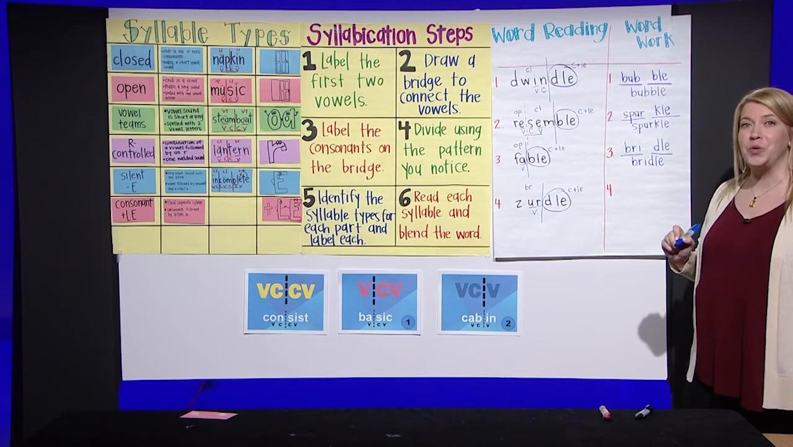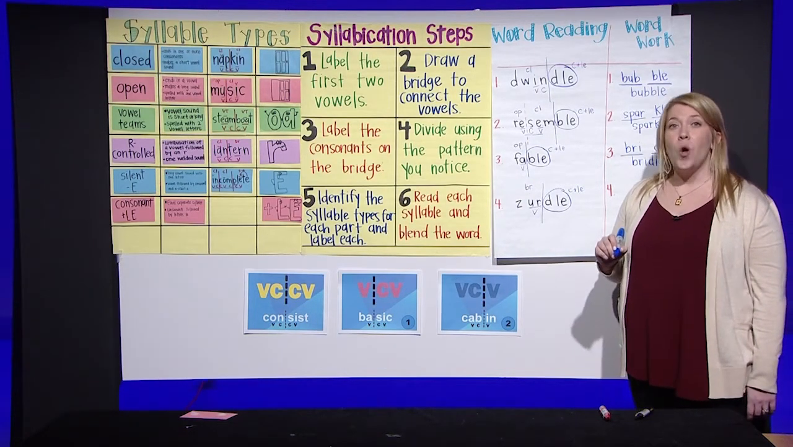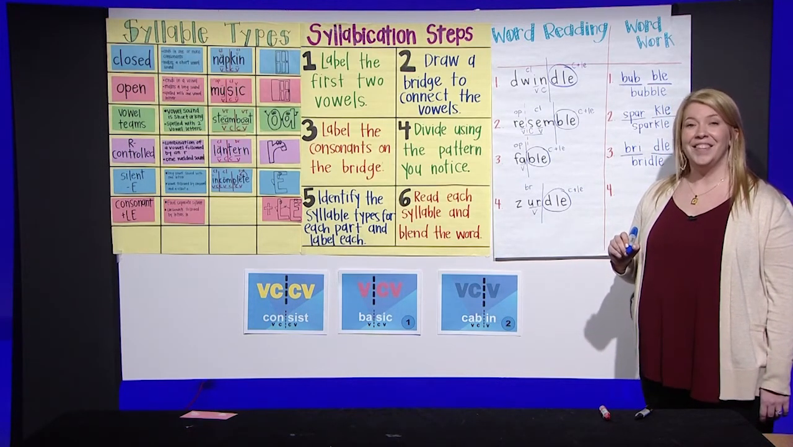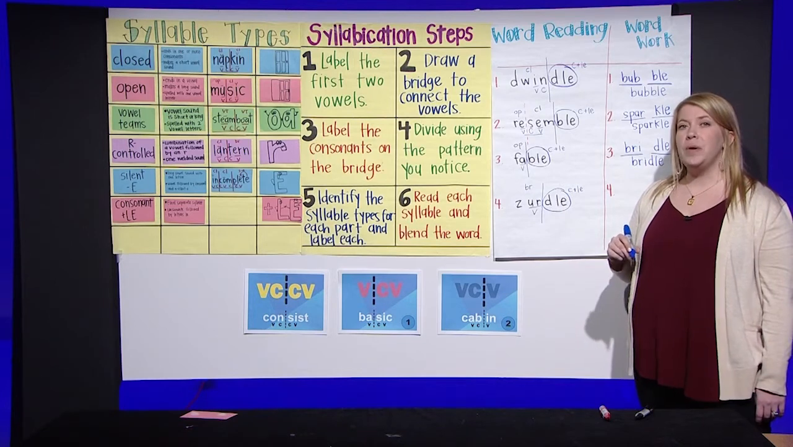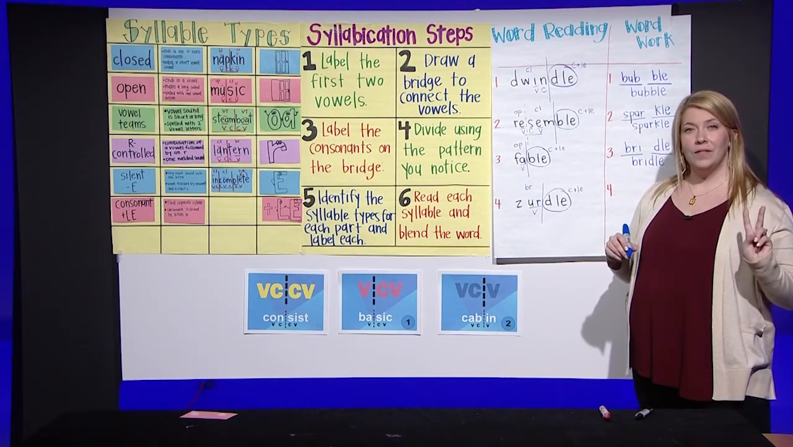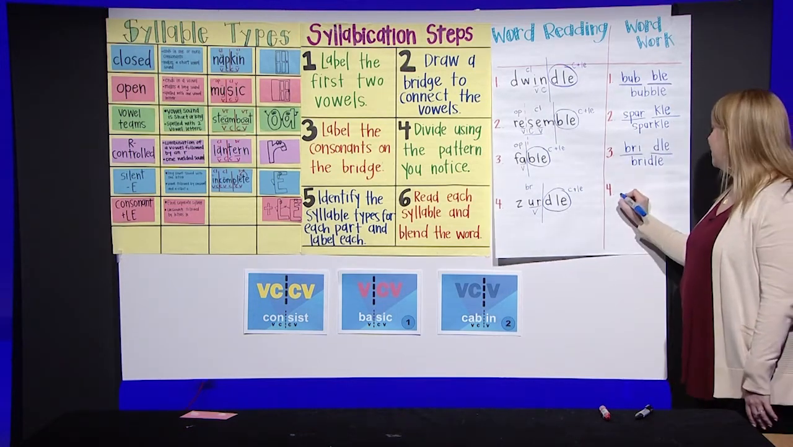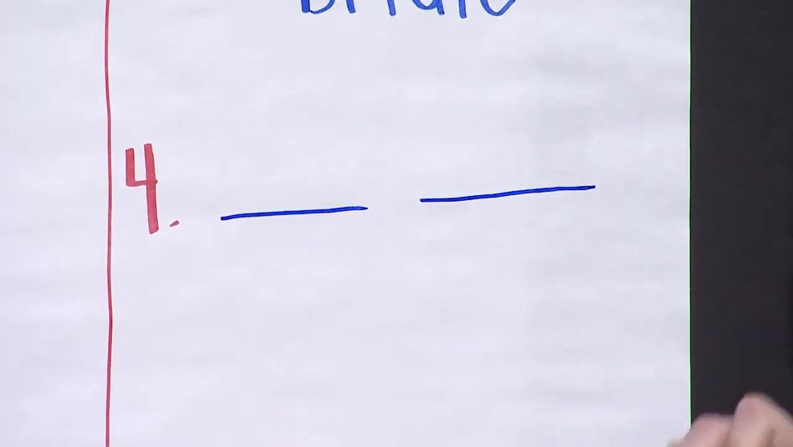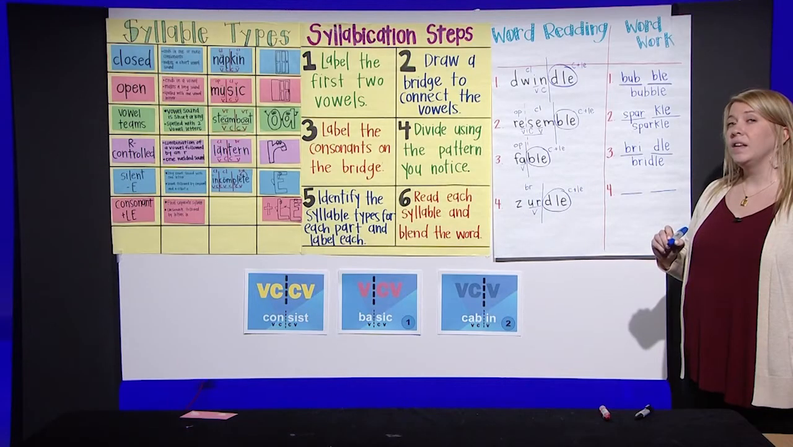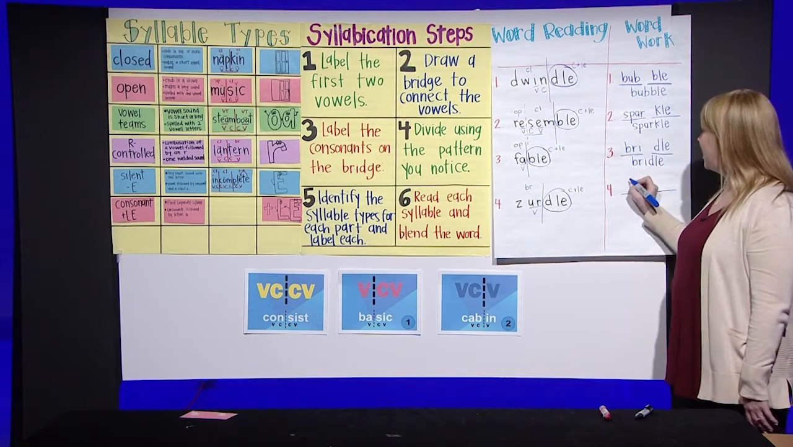I want to try just one more before we go. Our last word is ramble. Can you say ramble? Count the syllables you hear in the word ramble. Good. How many lines should we draw? 2 for each word part. The first syllable was ram. What sounds do you hear? Let's write those.